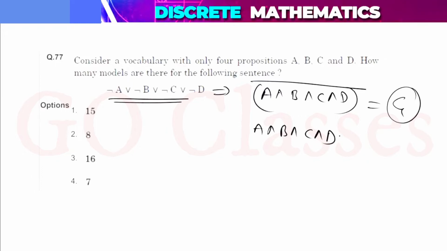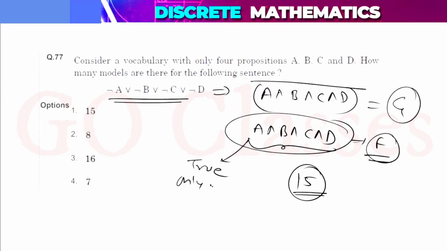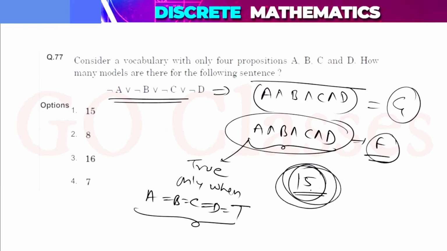So I want to find for how many interpretations this will become false. You can very easily see that this will become false for 15 interpretations. This will become true only for one interpretation. This is true only when all are true. A is equal to B is equal to C is equal to D is equal to true. When all are true, then this will be true. For all other interpretations, for 15 interpretations, this formula A and B and C and D will become false.